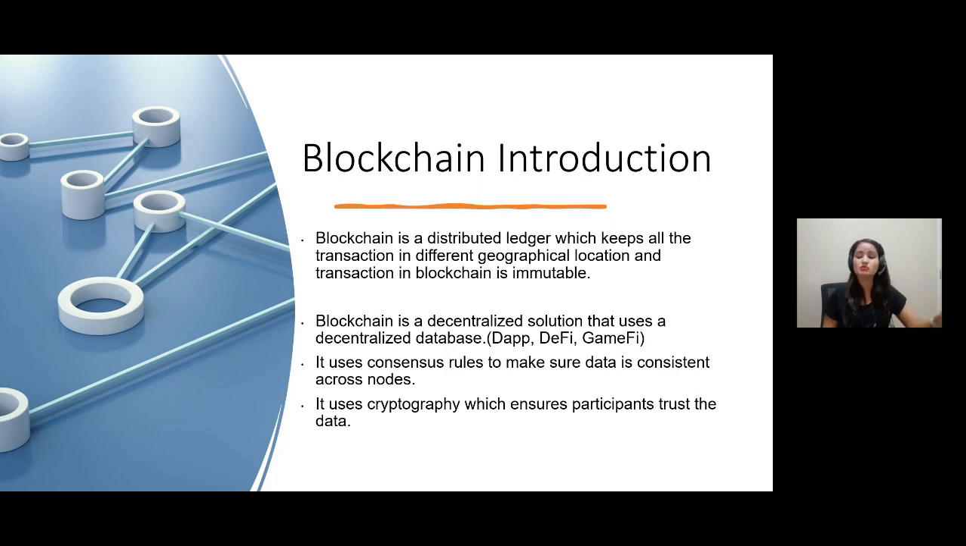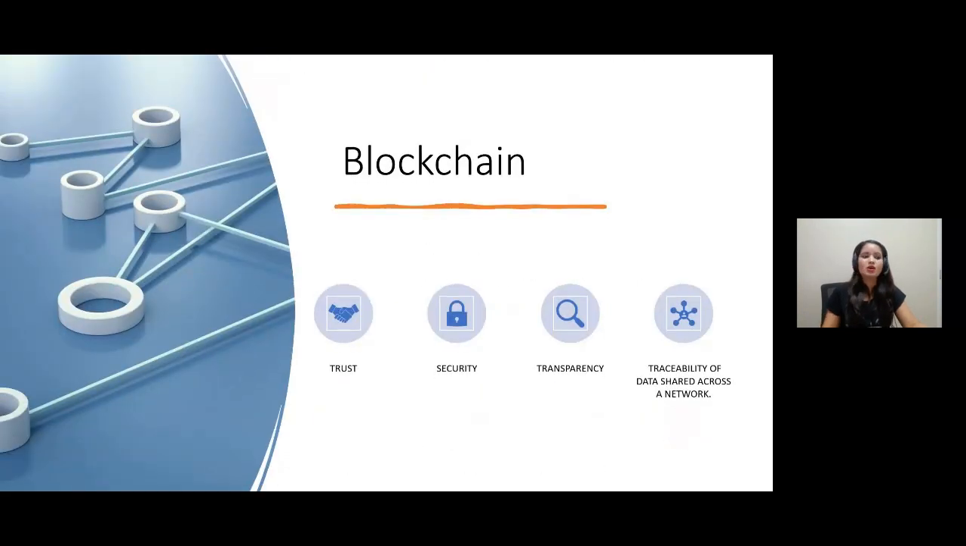Blockchain uses consensus rules to make sure the data is consistent across the nodes. Blockchain uses cryptography, which ensures that the participants, or the nodes, or the users can trust the data. Blockchain provides trust, security, transparency, and traceability of the data shared across a network. So this is a secure system up to date.